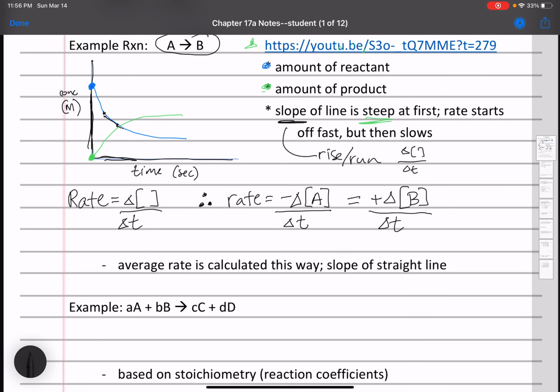So this is how we use the rate expression. By the way, this is called a rate expression. And we use it to calculate the average rate. And what it is, it's the slope of a straight line between 2 points on that graph.